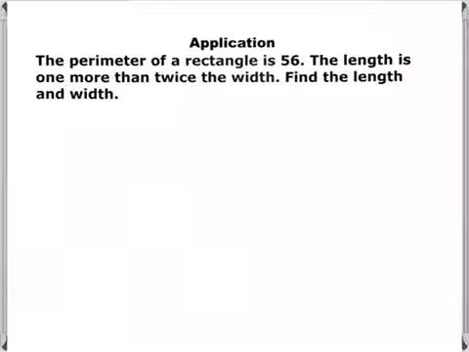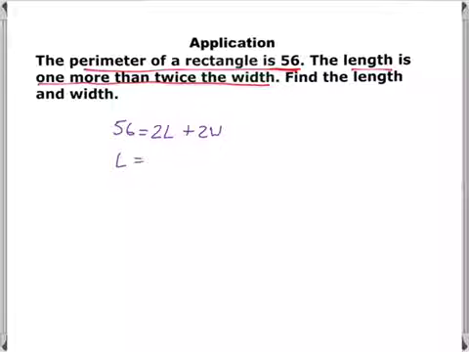Next one. The perimeter of a rectangle is 56. The length is one more than twice the width. Find the length and the width. So we talked about this earlier in the week. Perimeter for a rectangle is equal to 2 lengths plus 2 widths. But we know the perimeter in this case, so we can replace P with what the perimeter is. It's 56. So there's equation 1. We then know that the length is one more than twice the width. So that's your other equation. And so this one is perfectly set up for substitution.